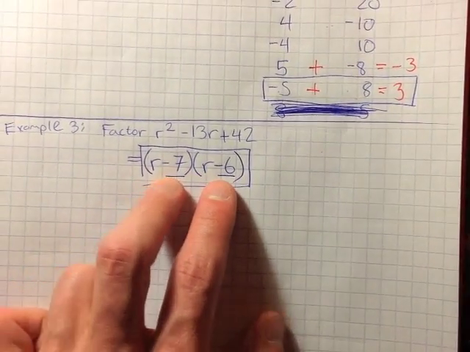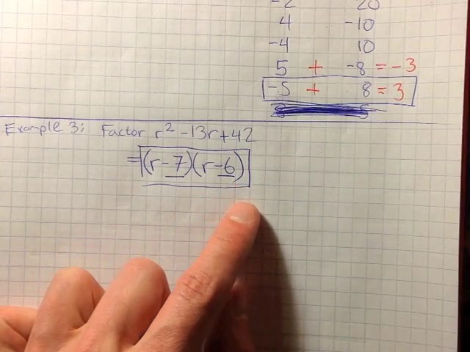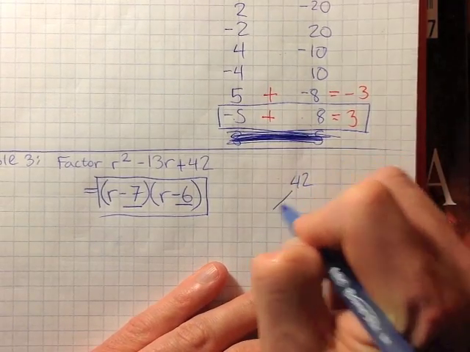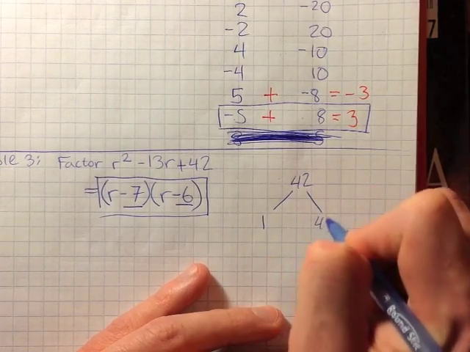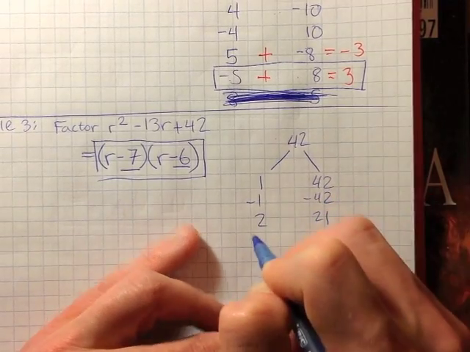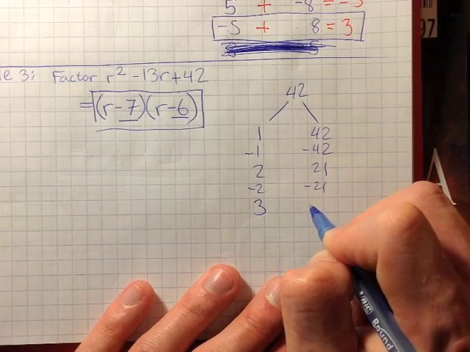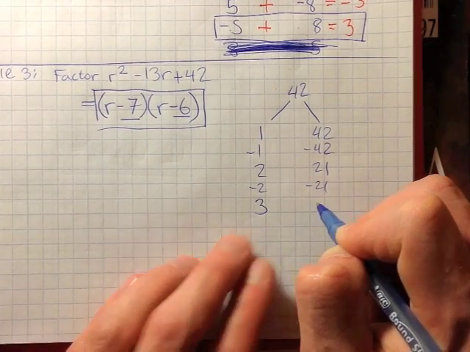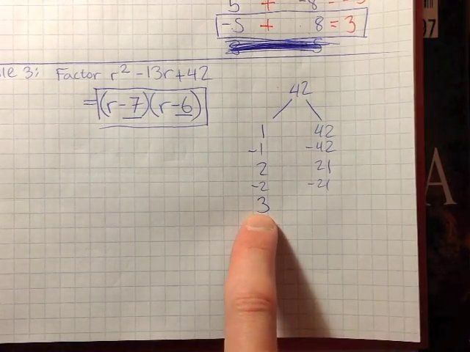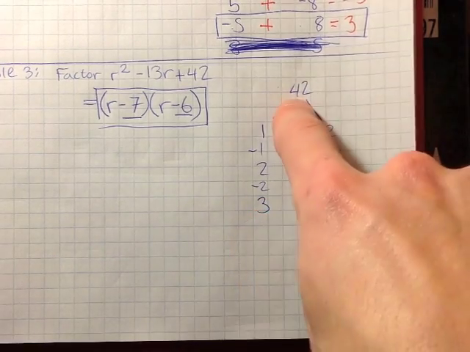Now, just in case you didn't see that as quickly as I did, and the only reason I saw it quickly is because I know what the answer is, let's go through the whole machinery. So 42. What two numbers multiply to equal 42? Let's see, 1 and 42, negative 1 and negative 42, 2 and 21, negative 2 and negative 21, 3? Yeah, 3 and what? 3 and 18? Is that right? No, 3 times what? In this case, I'm having trouble thinking of what number times 3 will give 42?